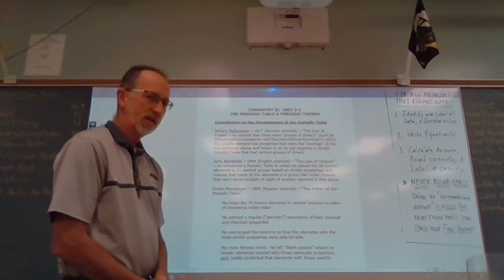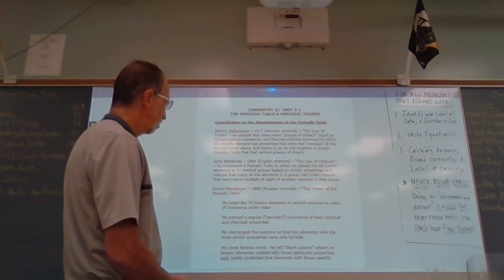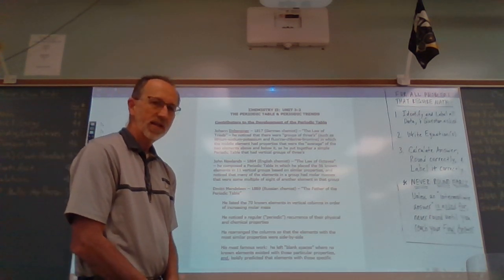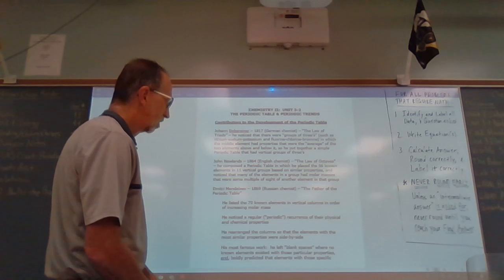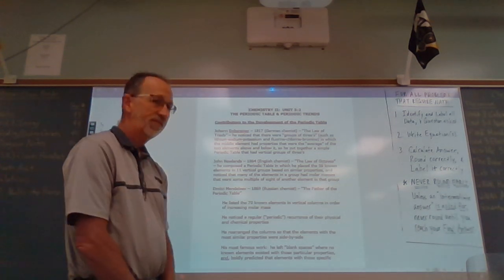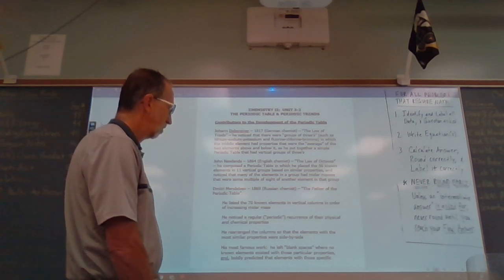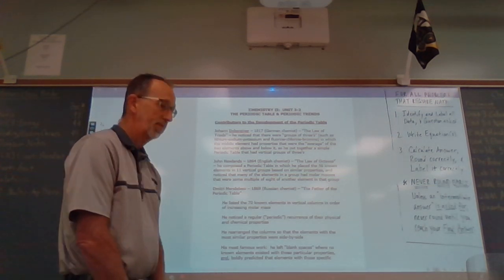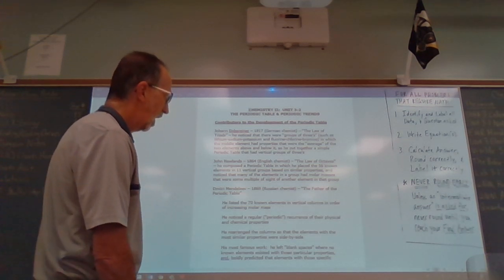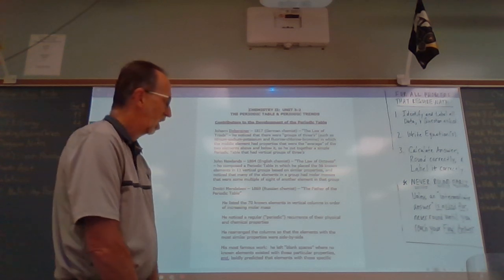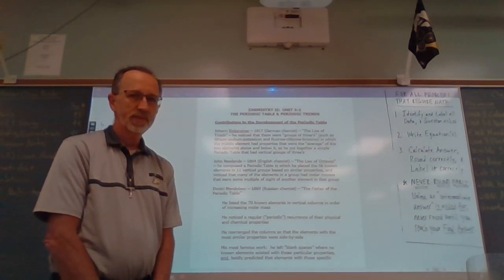The next attempt at revising that chart of the elements was by an Englishman named John Newlands. He laid out his chart and called it the law of octaves. He composed a periodic table in which he placed the 56 known elements at that time in 11 vertical groups based on similar properties. And notice that many of the elements in a group had masses that were some multiple of 8 of another element in that group. Interesting.